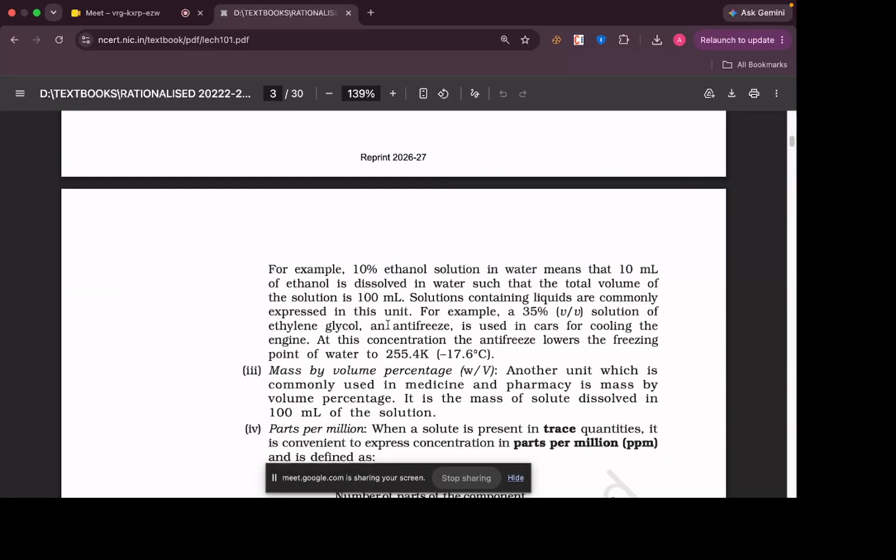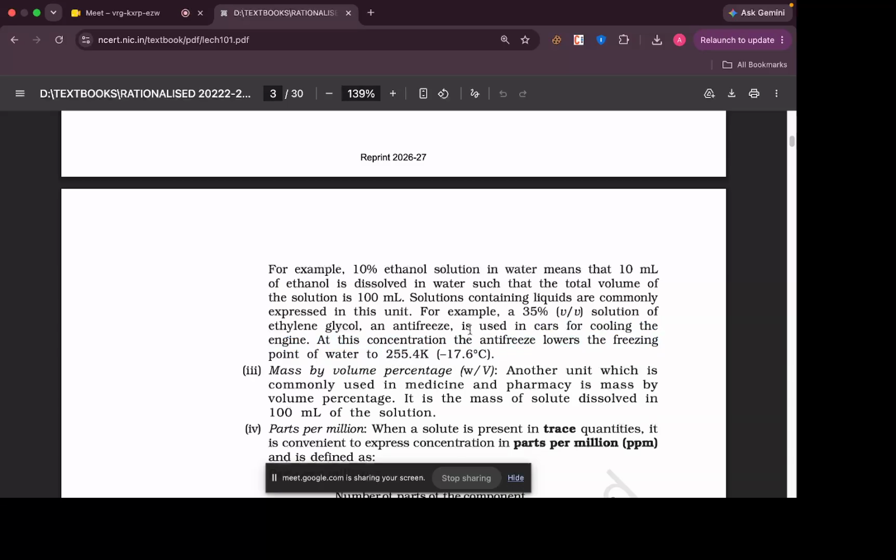Here they are asking about antifreeze. What is the meaning of antifreeze? It is used in the car for cooling the engine, right? What happens when we drive the car too much? Let's say it heats up a lot, so we have to use something to cool down the engine. That is called an antifreeze. And this antifreeze is ethylene glycol. This ethylene glycol is 35%, so you don't have to remember the value. Just remember ethylene glycol is called an antifreeze. This question can come. And where it is used, this question can also come.